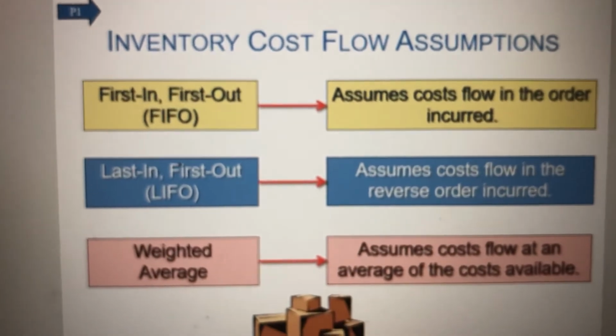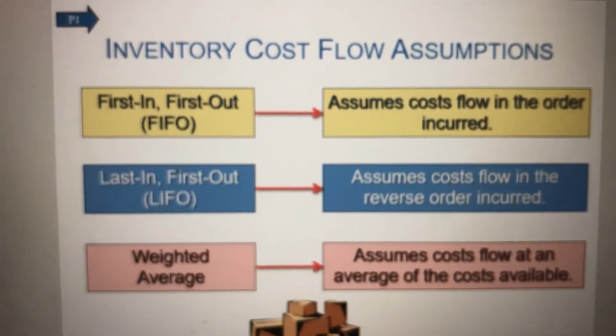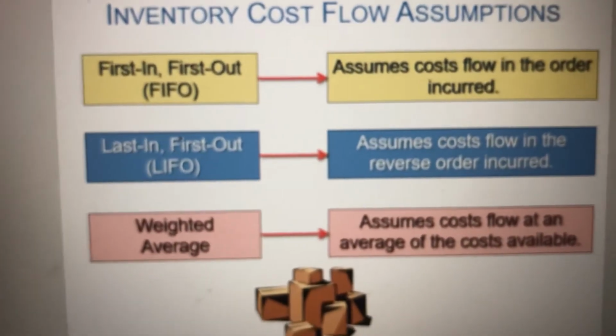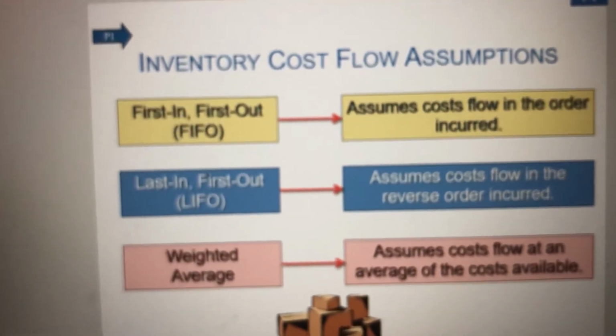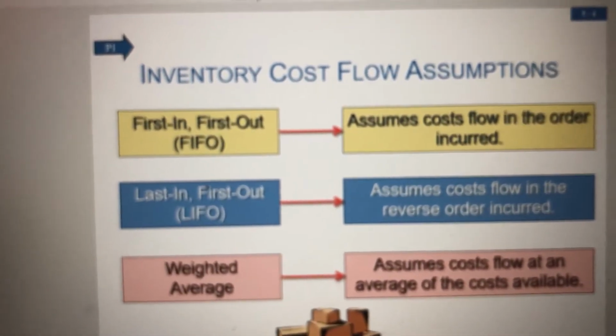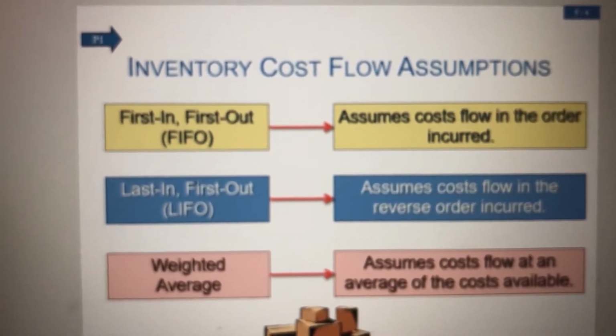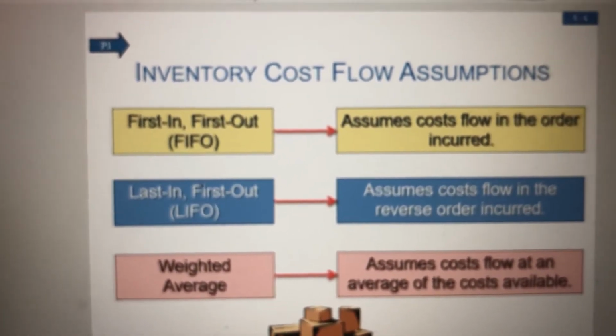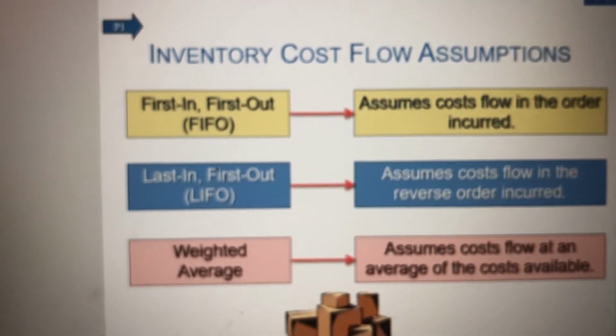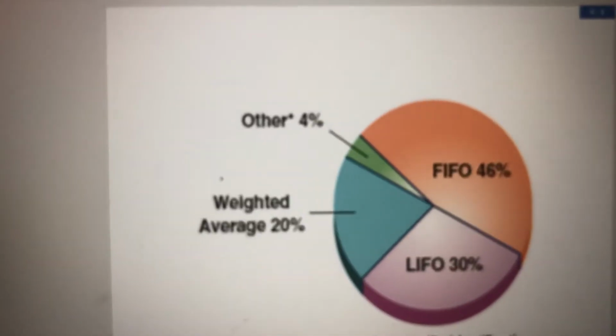Okay, these are the main 3: first in, first out, last in, first out, weighted average, and the other, specific identification. Okay, there are reasons for using each of these, and I will intend to do another video to show you how it affects net income, but that will be posted either tomorrow or Friday.